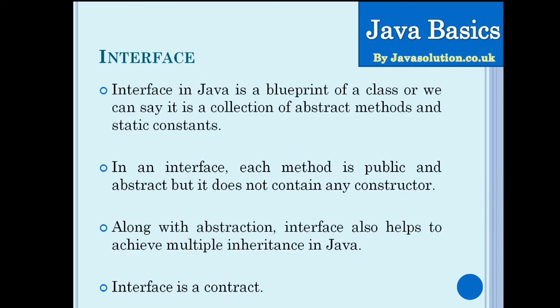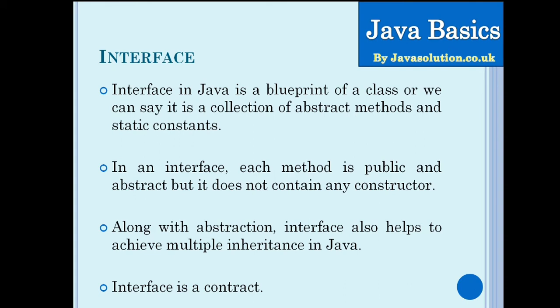So what is an interface? An interface in Java is a blueprint of a class, or we can say it is a collection of abstract methods and static constants. In an interface, each method is public and abstract, but it does not contain any constructor. Along with abstraction, an interface also helps to achieve multiple inheritance in Java.